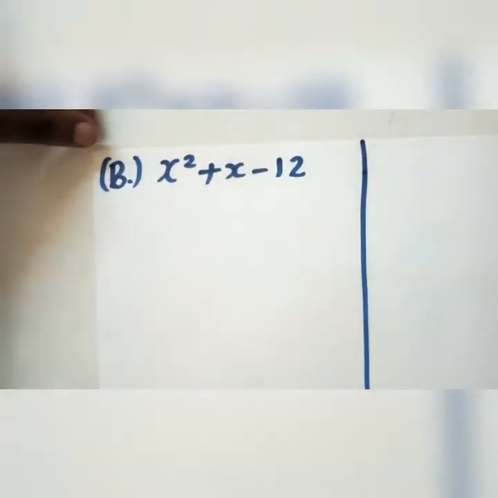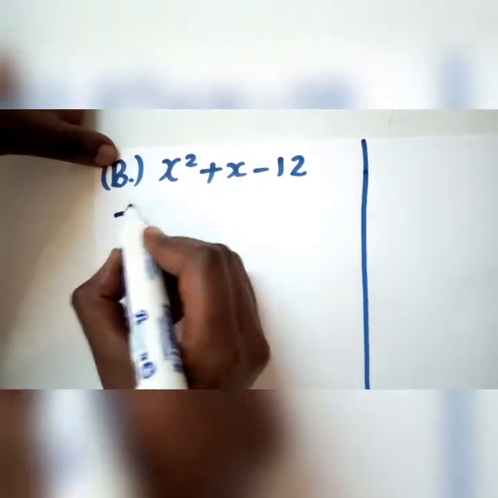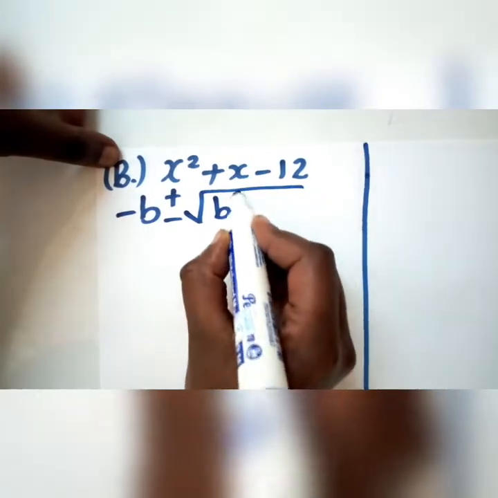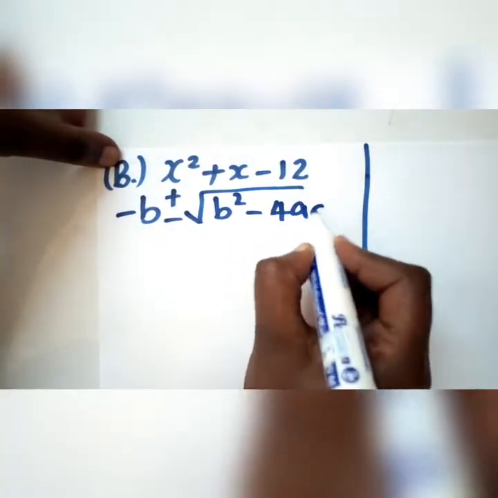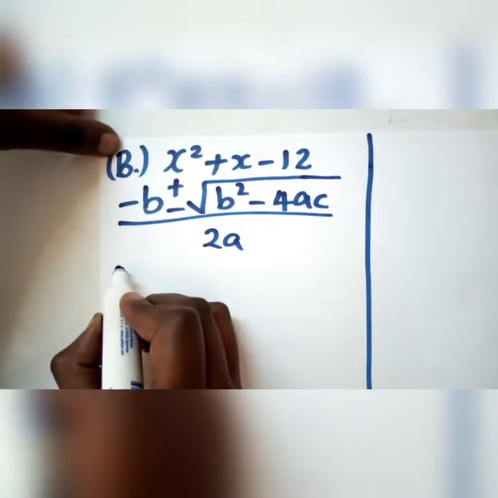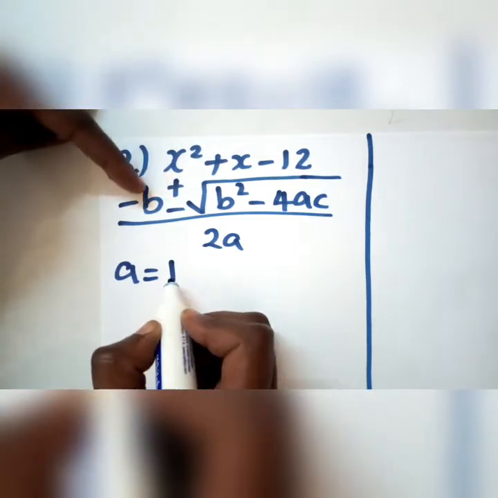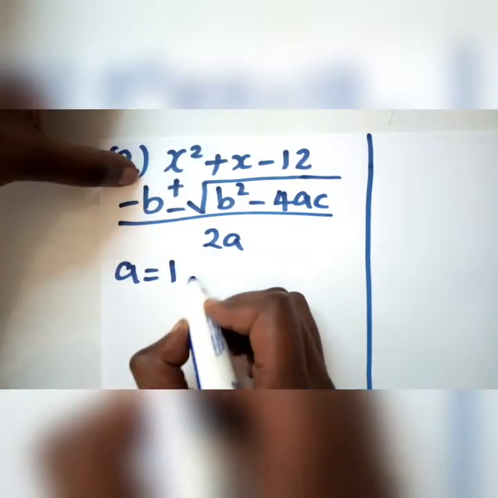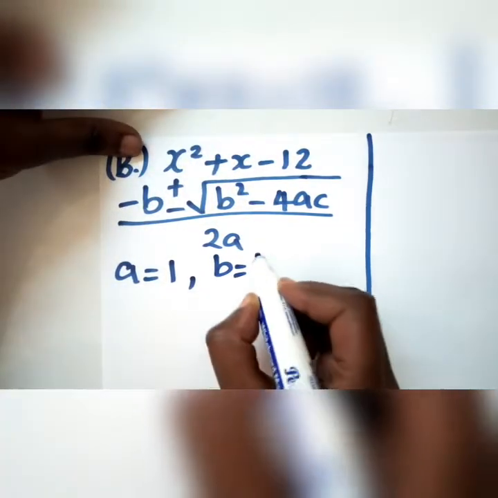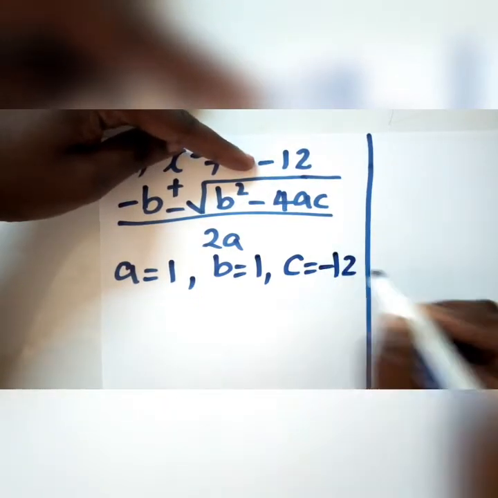Okay, now let's try the second one. We're still using the quadratic formula. We can write the quadratic formula again: minus b plus or minus the square root of b squared minus 4ac, divided by 2a. Then we write all the coefficients. a equals 1, because there's no number here, so we know in algebra it's 1. b is the number before x, which is 1 again. And c is the constant, so minus 12.